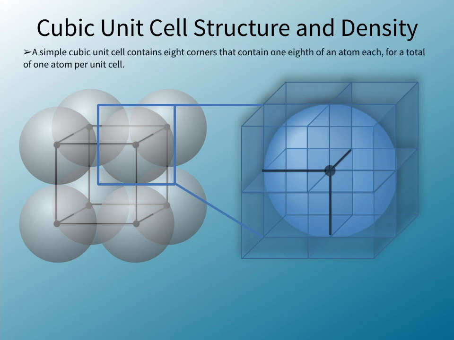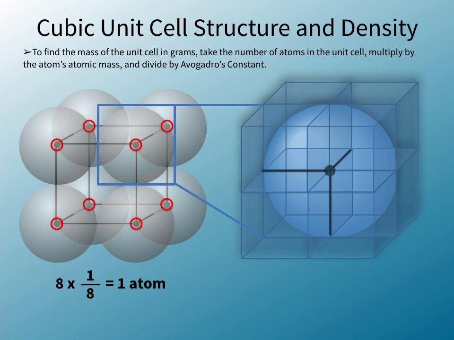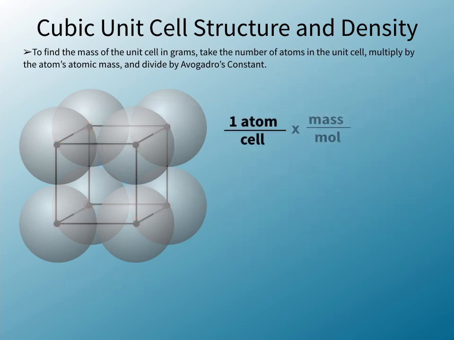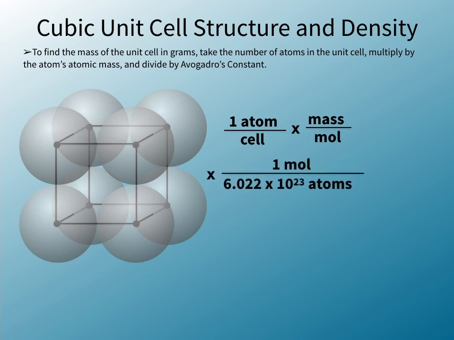A simple cubic unit cell contains 8 corners that contain 1/8 of an atom each, for a total of 1 atom per unit cell. To find the mass of the unit cell in grams, take the number of atoms in the unit cell, multiply by the atom's atomic mass, and divide by Avogadro's constant.